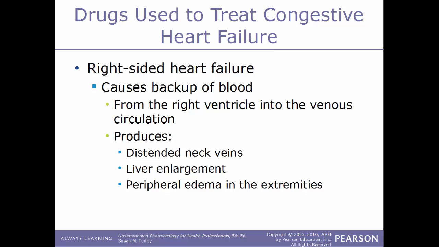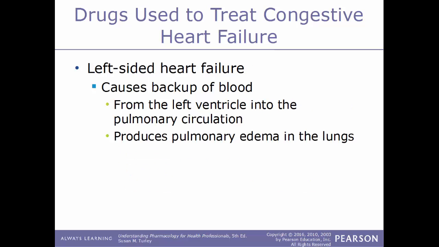For right-sided heart failure, this causes a backup of the blood from the right ventricle back into the venous circulation. So this will produce an enlarged liver, distended veins within the neck, peripheral edema in the extremities. Because it's important to remember the cardiovascular system is one continuous circuit. If there's a blockage, the blood has to go somewhere. If it can't go forward, it's going to have to go backwards. So that's why you get the enlargement of the softer organs, such as the liver, the distension of the vessels within the neck, the edema within the extremities. The blood has to end up going somewhere.